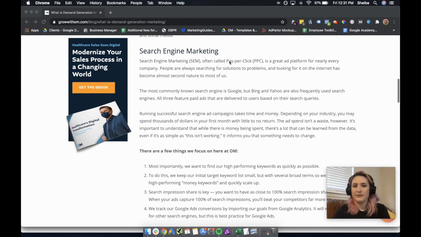So diving into search engine marketing. It's often called pay-per-click or PPC. It's a great ad platform for nearly every company. The main players are Google, Bing, and Yahoo. There are plenty of others, but those are the big ones, especially Google, followed by Bing. Yahoo, I don't believe any of our clients use, but it still is a viable platform if you think that's going to work for your company.